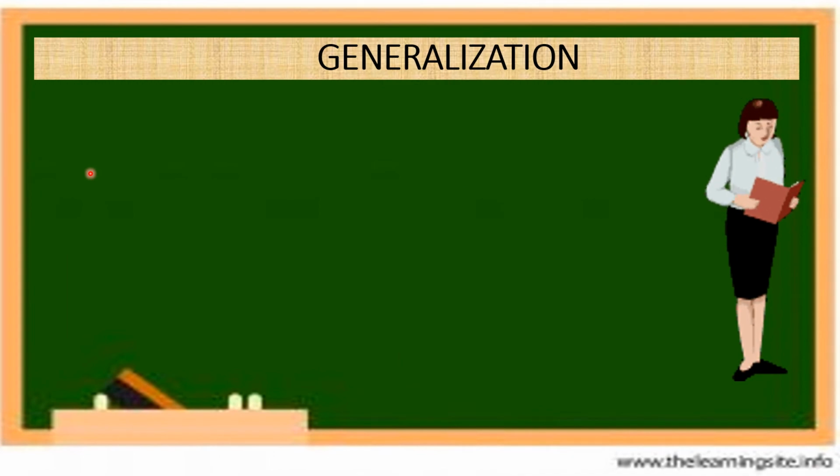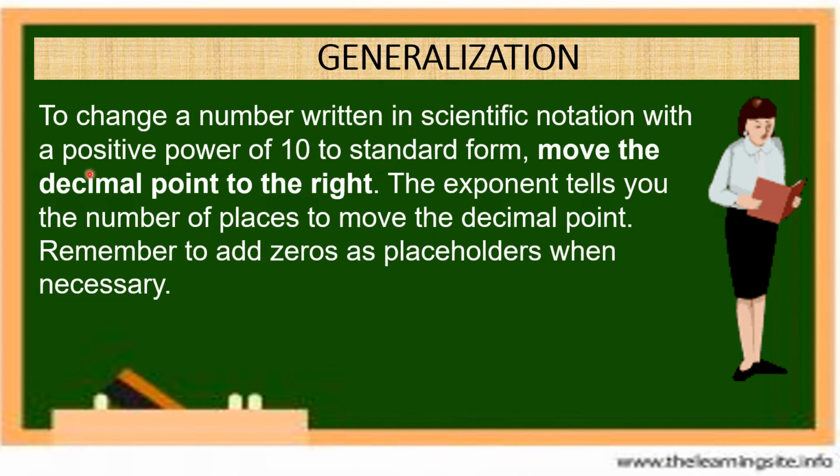Change a number in scientific notation with a positive power of 10 to standard form. Move the decimal point to the right. The exponent tells you the number of places to move the decimal point. Remember to add zeros as placeholders when necessary.